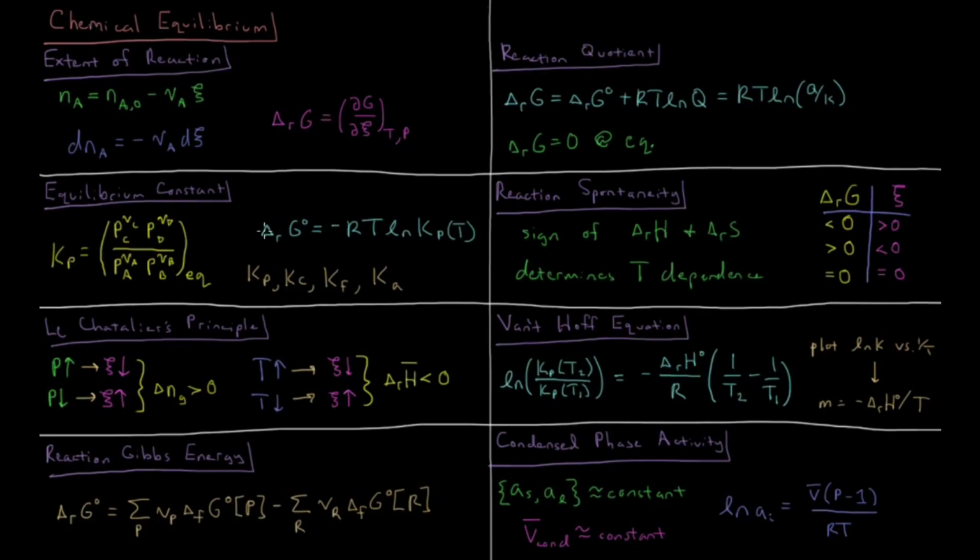Our standard Gibbs energy of reaction, delta r G naught, is equal to minus gas constant times temperature times the natural log of our equilibrium constant, which is a function of temperature only.